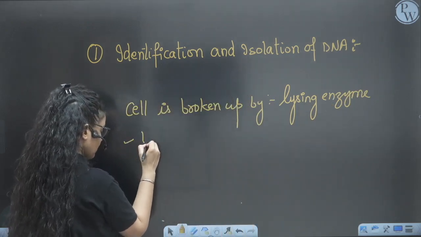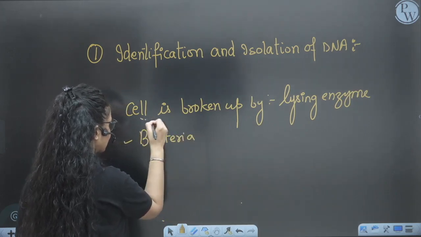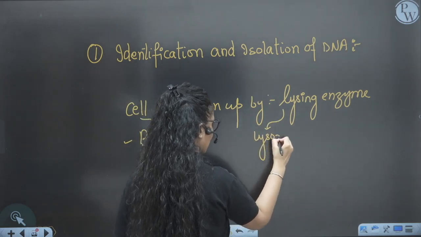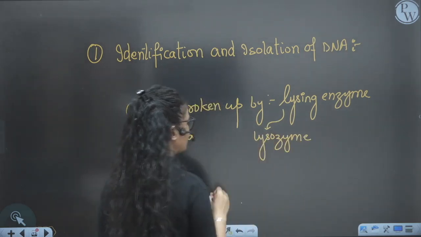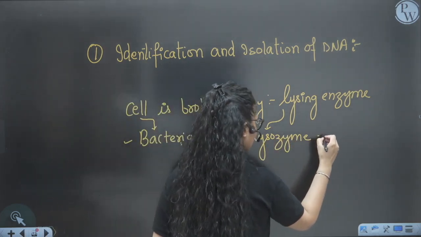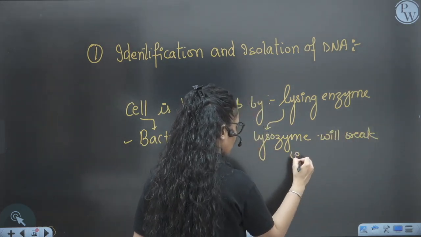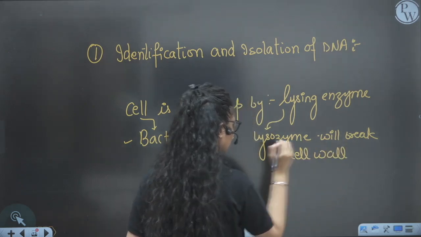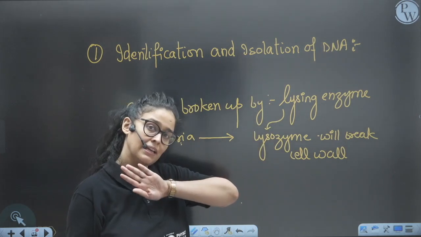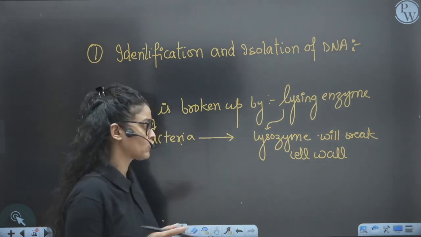What are the different types of lysing enzymes for different types of organisms? Suppose we have a bacterial cell. Which lysing enzyme will be used? Lysozyme will be used to break down the cell wall of bacteria, right? The bacterial cell wall is made up of peptidoglycan, so obviously lysozyme will break down the peptidoglycan wall.